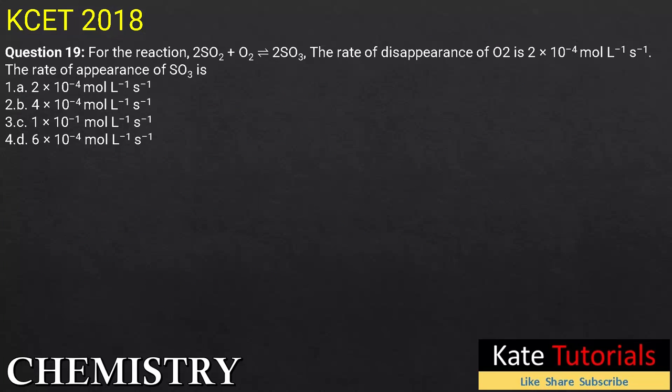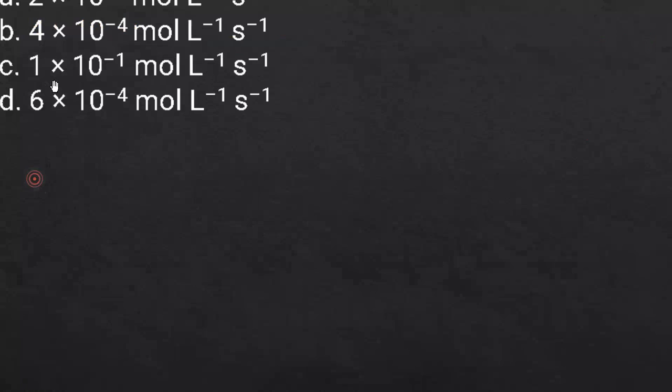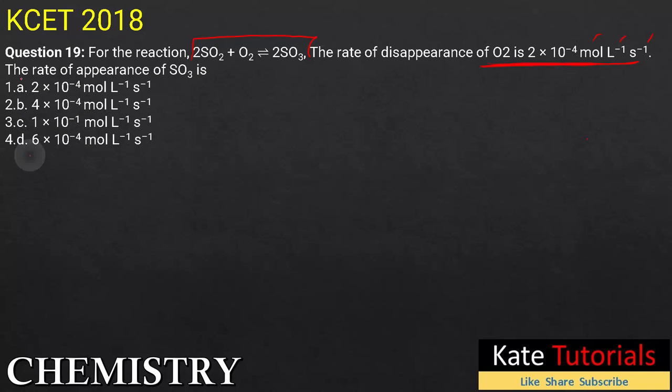So they have given this reaction: 2SO2 plus O2 in equilibrium with 2 molecules of SO3. The rate of disappearance of O2 they have given, in mole per liter per second, the unit. And they have asked for the rate of appearance of SO3.